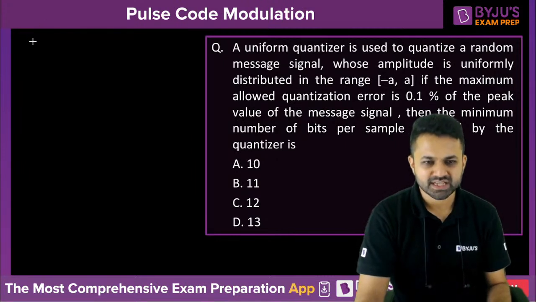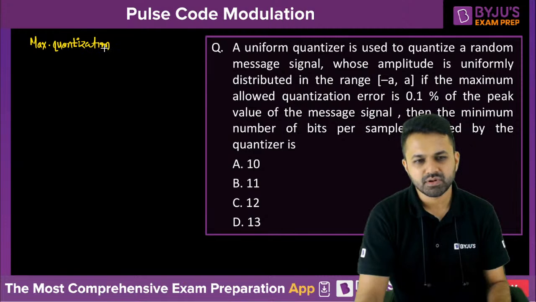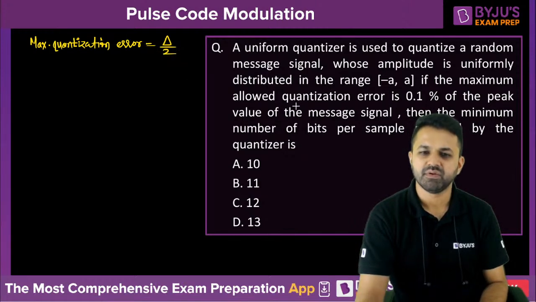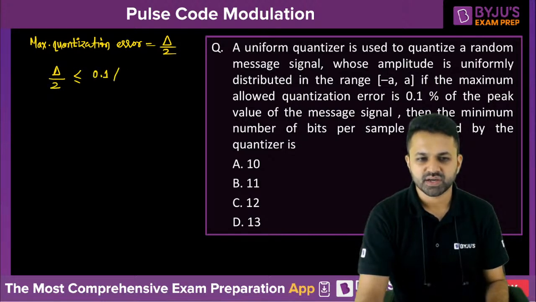So you know the maximum quantization error that is allowed is plus or minus delta by 2. We are looking for the maximum allowed error of 0.1%. So this quantization error should be less than or equal to 0.1% of the maximum value of the message signal, that is A. Now what is the step size?